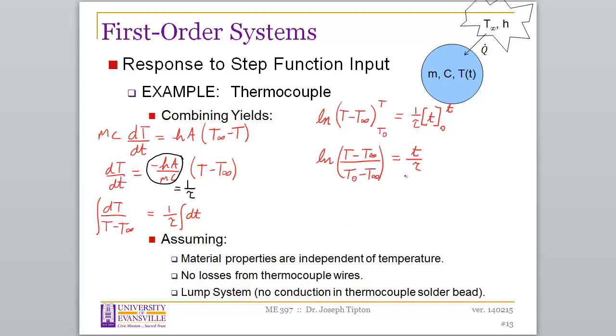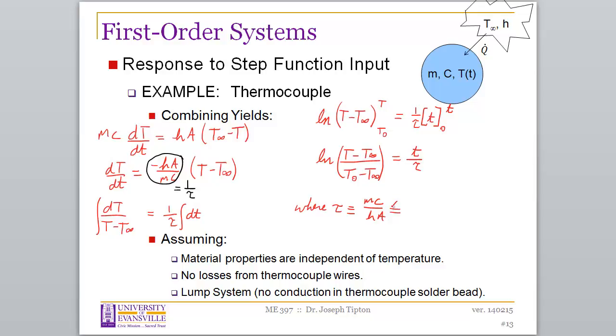Wait a minute, that looks just like my definition of the error fraction that I showed a couple slides ago. And we see then that the time constant is defined as mass times specific heat over the convection coefficient times A. And the units, right? This should be units of time.